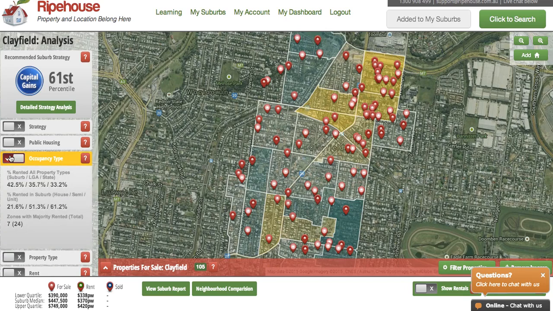This is what we were trying to tick off here. The occupancy type toggle here is an example. Anything in the yellow is predominantly rented. Anything in the green is predominantly owner-occupied.